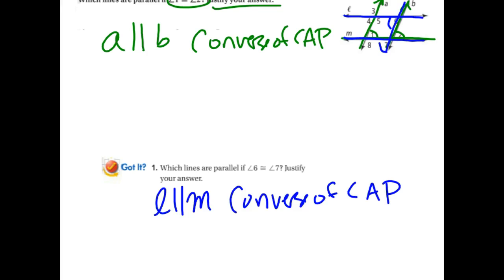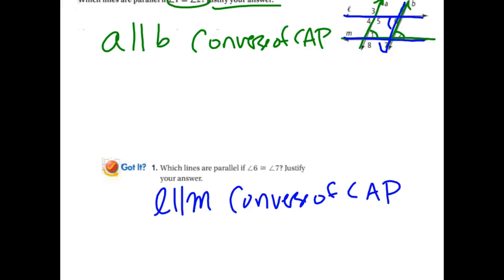All right, so I did my tracing of the lines and the angles in blue this time. I saw that L and M are the individual lines that go through the angles. B goes through both, so B is the transversal. And then I said, well then L must be parallel to M. And I looked at 6 and 7 and said, oh, those are corresponding angles. So I used the converse of the corresponding angles postulate.